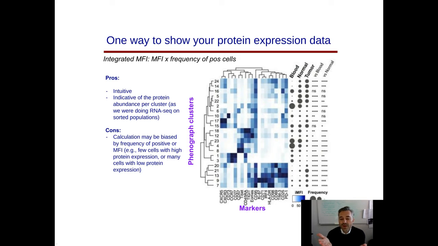Okay. So, for example, imagine having all these clusters. You are able to sort them, and you do RNA sequencing on all of them, and you will have somehow a similar result. So, the abundance of protein expression in this case, or RNA in the case of RNA sequencing, per population, and this is more or less the same thing we're doing here. So, you have an idea of the abundance of protein expression in every single cluster you identify. So there might be a disadvantage. The calculation may be biased by the frequency of positive cells or the MFI. For example, if you have few cells with high protein expression or many cells with low protein expression, you might end up with the same result.